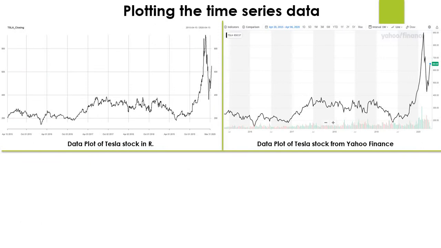And using the XTS and Zoo libraries, I created the time series object in order to get the line chart of the closing price that I extracted in R. And I also copied the plotting for the exact dates from Yahoo Finance on the right. And you can see the fluctuations of these two charts are same as the one found in NASDAQ or Yahoo Finance, which means that there was no error in extracting the historical data, nor in implementing the code.